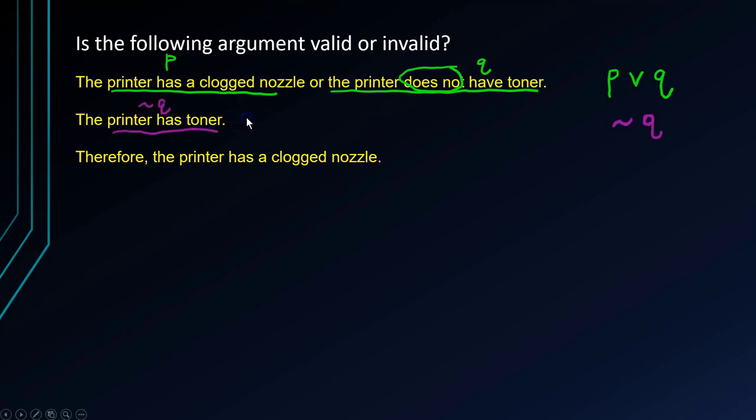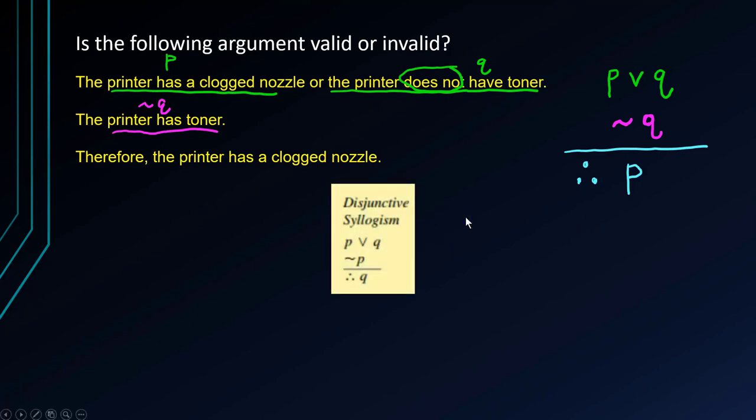Therefore, I could symbolize this as not Q. Therefore, the printer has a clogged nozzle. Therefore, we're going to say P has to be true. So, basically if I know that there's two possibilities for an issue or two things happening, and I verify that the one hasn't happened, but I know that one or the other has to happen, therefore the other one has to occur. So this is very similar to the disjunctive syllogism.